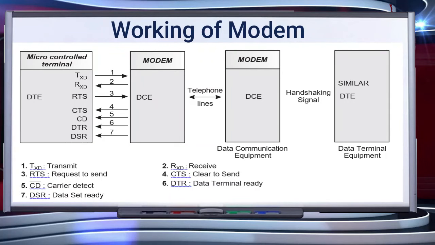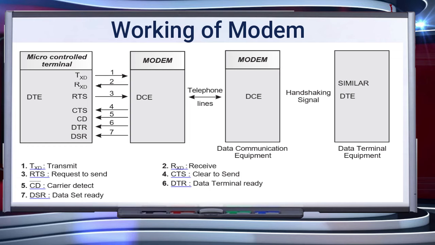Now let us try to understand the working of modem. As you can see in this figure, try to understand these terminologies, and with respect to this we will be understanding. Modem converts digital signal to audio frequency tones, which are in the frequency range that telephone lines can transmit, and also it can convert transmitted tones back into digital information.